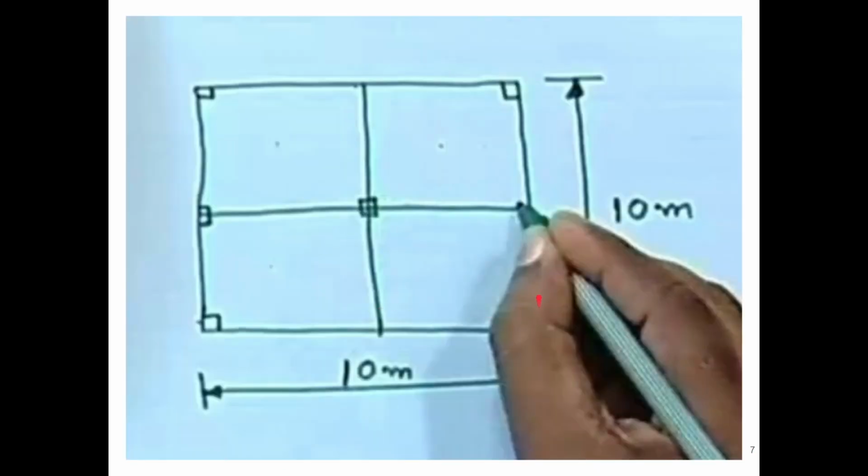For example, if we consider this to be a plan of a building which is having 2x2 bays, bays means this one individual square. So this is basically a room. If we see here, it is 2x2, meaning there are two bays in the x direction as well as two bays in the y direction.